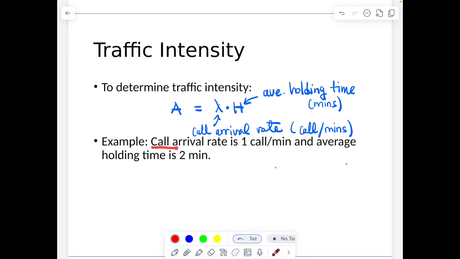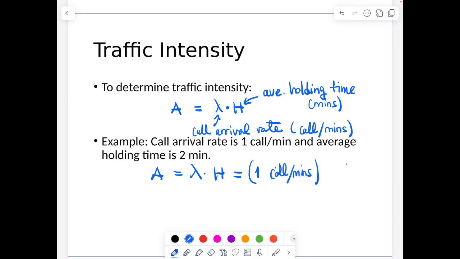Example, if there's a call arrival rate of 1 call per minute. So that means on average, per minute, there's going to be 1 call trying to connect to the network. The average holding time for each call is 2 minutes. What is traffic intensity? Okay. So A is equal to lambda multiplied by H. Lambda is 1 call per minute. H, right, is 2 minutes. Okay. And you see that minutes cancel with minutes. Okay. So A is equal to 2 Erlang. Okay.